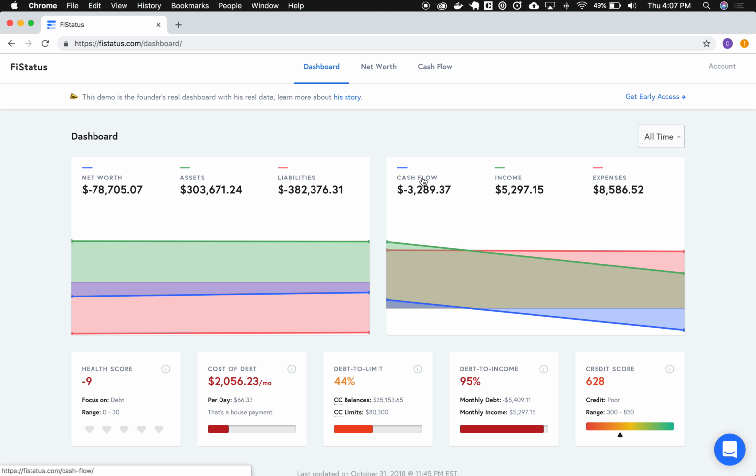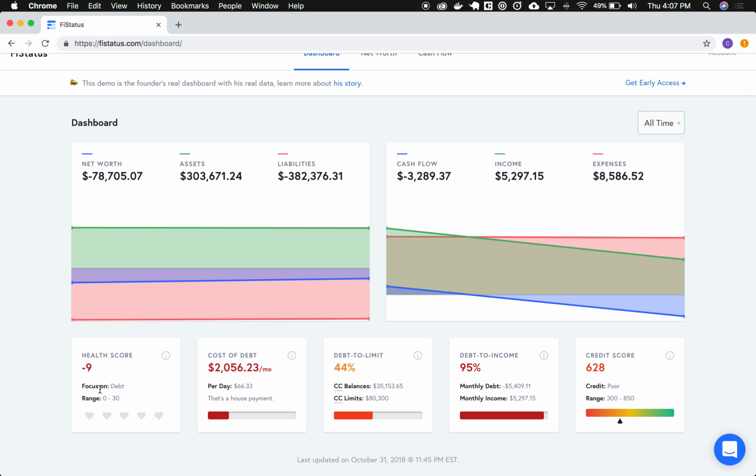And then we have cash flow over here, which is your income minus expenses. Income is your 9-to-5 job, whatever else, and expenses are your electric bill or your food bill and things like this. And at the bottom, we can see that there's a health score, and this is a proprietary formula that I've created. Once you enter your information, it gives you a health score, and it tells you what to focus on, and the range is from 0 to 30.